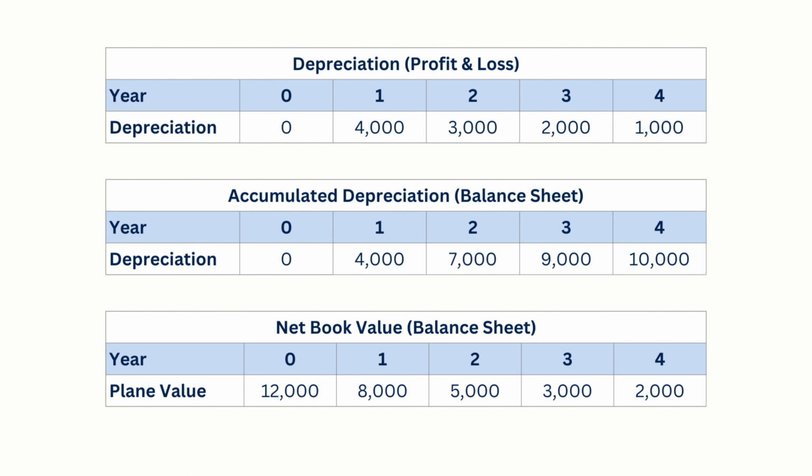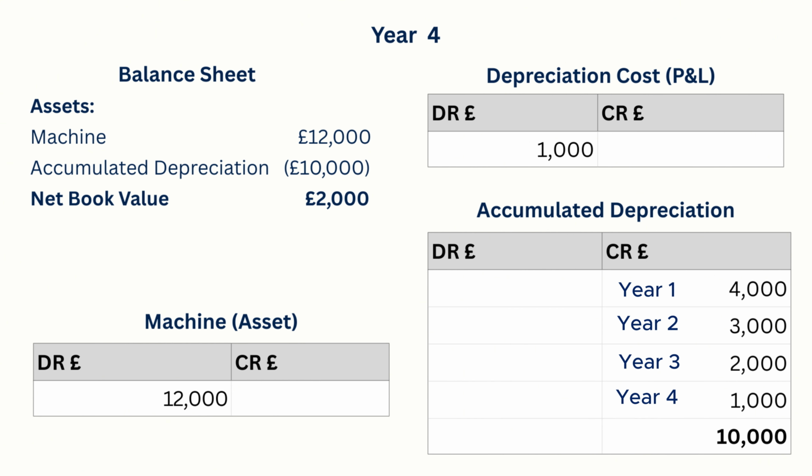on the balance sheet. Let's look at how we recognize the depreciation charge for the year and update the accounts accordingly in year 4. First, in the profit and loss account, we record the year 4 depreciation expense of £1,000. This is shown as a debit to depreciation cost because depreciation is an expense that reduces profit for the year. At the same time, we credit accumulated depreciation by £1,000. This increases the total depreciation charged against the machine over its life.